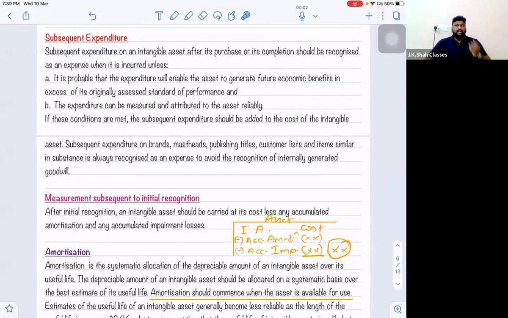I already told this point: even if an intangible asset gets generated in the research phase, there is no need to develop it further. In the research phase only, you got one intangible asset, but still it cannot be capitalized because it is the research phase. Means you have an asset, but you cannot capitalize. You have to debit directly to P&L.